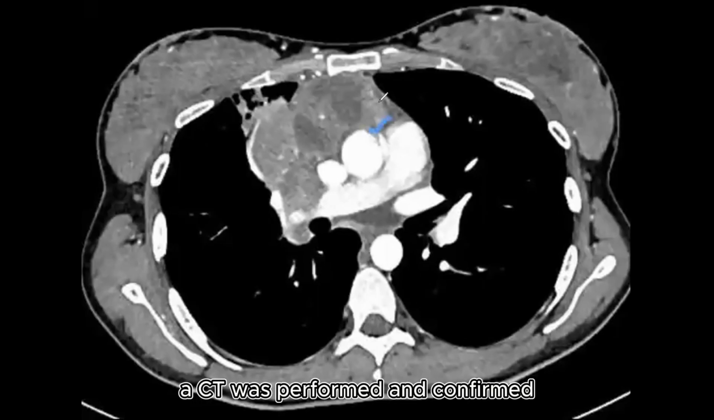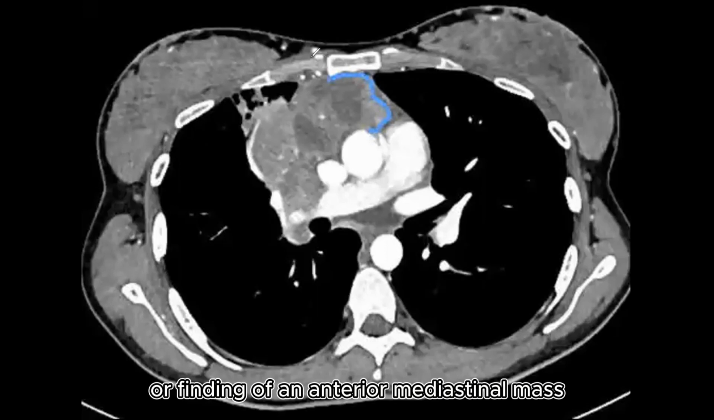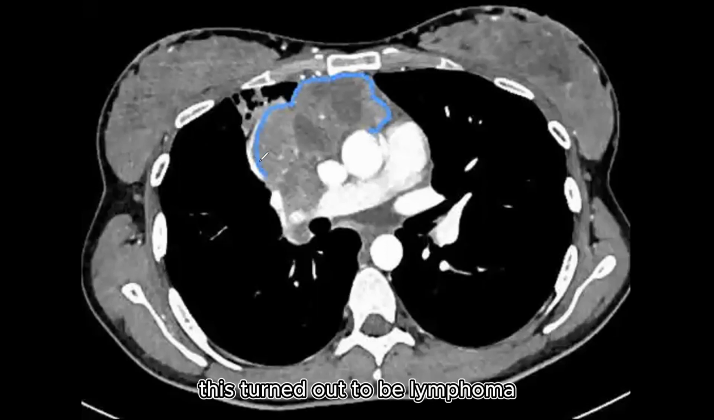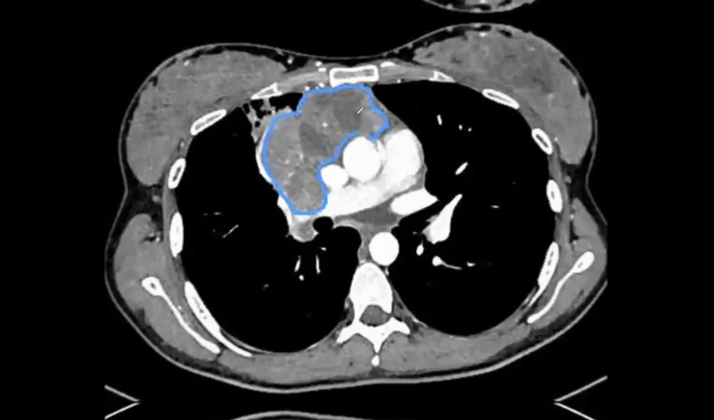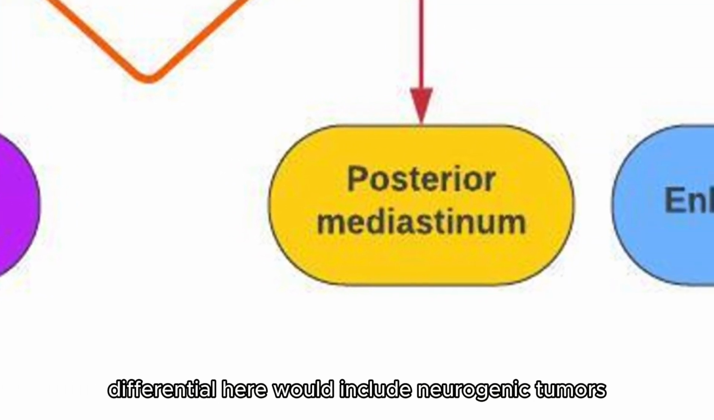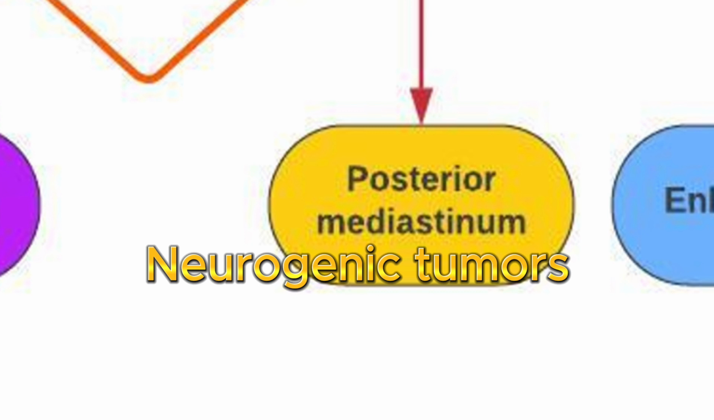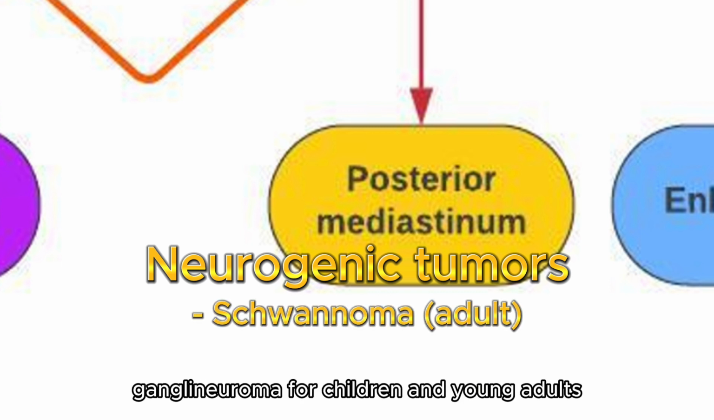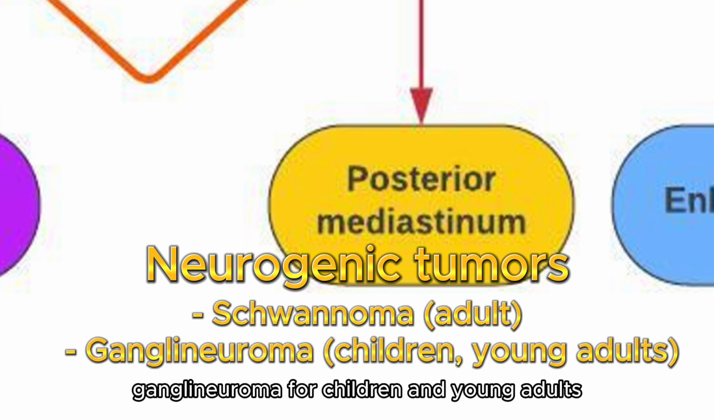A CT was performed and confirmed our finding of an anterior mediastinal mass. This turned out to be lymphoma. If it would have been a posterior mediastinal mass, differential here would include neurogenic tumors, most commonly schwannoma for adults or ganglioneuroma for children and young adults.